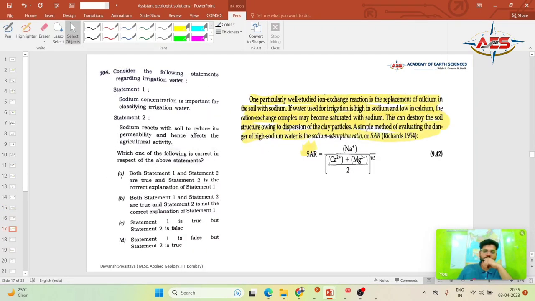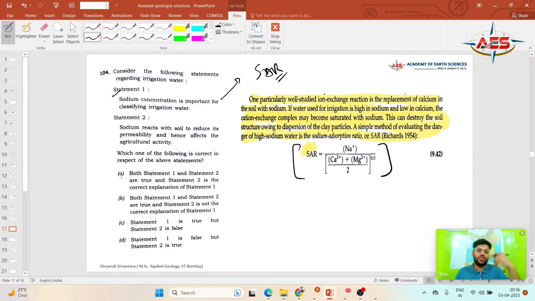Okay. 104. Consider the following statements regarding irrigation water. Okay, another question related to water contamination, hydrology. Statement 1: sodium concentration is important for classifying irrigation water. Yes, it is a very important parameter. Usually we use a parameter called SAR value, sodium adsorption ratio, which is represented by this. Actually, this parameter is solely used for agriculture studies itself. Okay, so this is the correct statement.